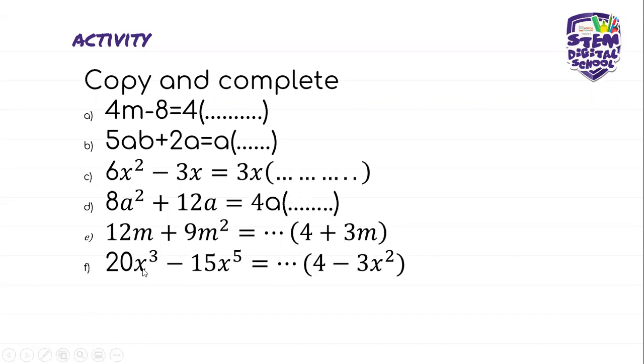In other words, what is that number or expression? If you multiply that by 4, you get 20x cubed. Obviously, if you multiply 4 by 5, you get 20, and then you also still have the x cubed. So I think it will be 5x cubed. That will be outside, because if you multiply 5 by 4, you get 20x cubed.